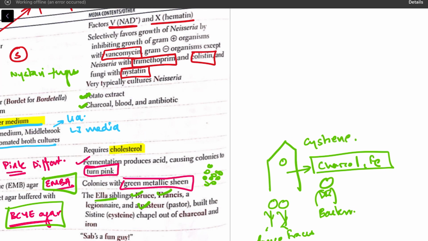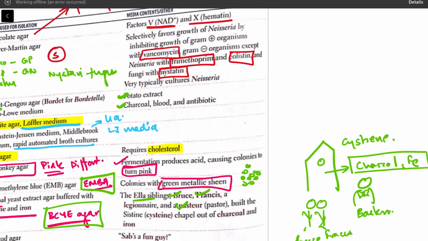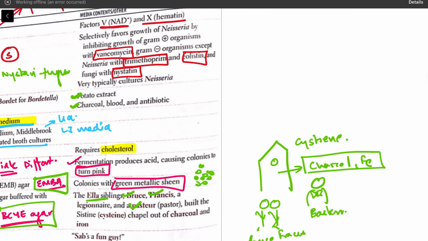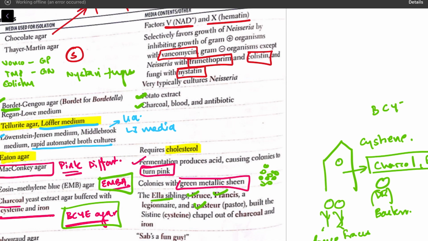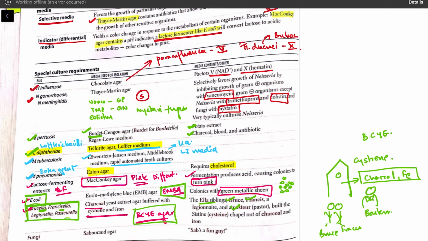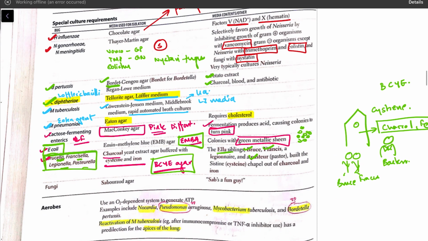ठीक है. तो इसको बफर कर दो. Buffered charcoal yeast agar, which has cysteine and iron. ठीक है. Easy. Then next fungi. For that it is Sabouraud agar. Remember Sabs a fungi है ना, तो उसके लिए Sabouraud agar.